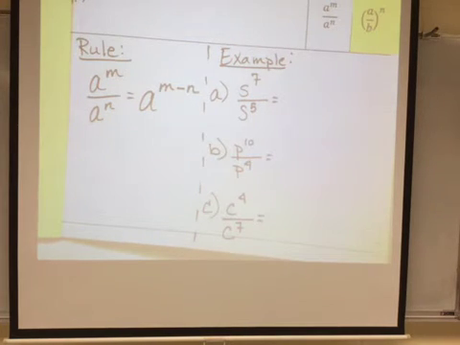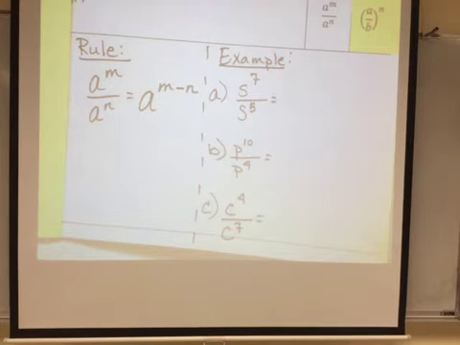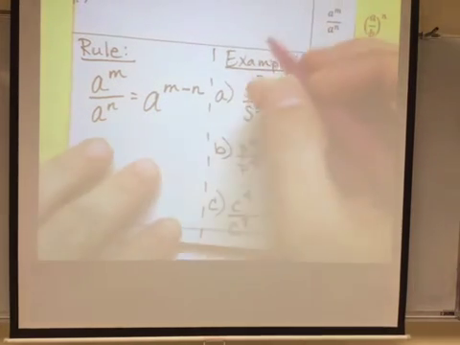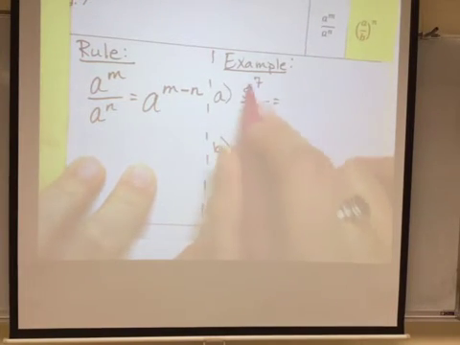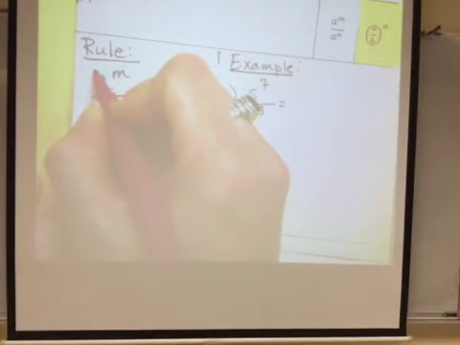The first one, s to the 7th over s to the 5th. All right, are we ready to try these three? My rule says that I'm going to subtract the denominator's exponent from the numerator if the bases are the same. So that's something else, you guys.